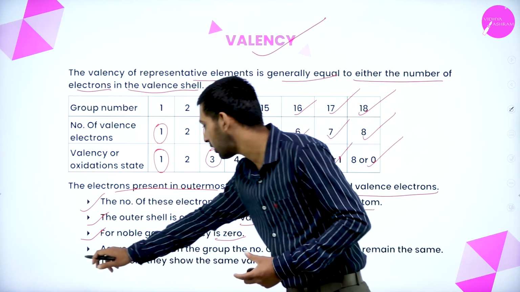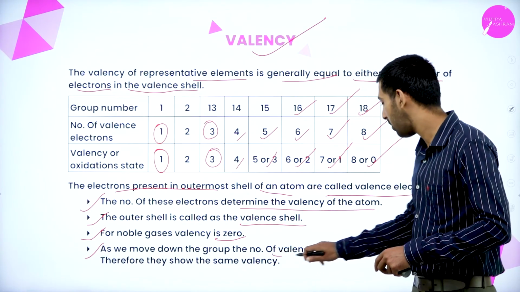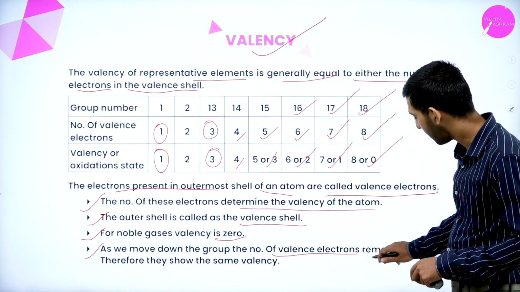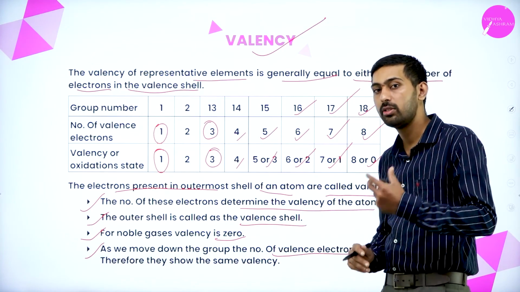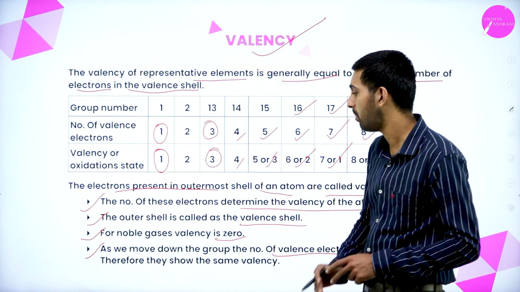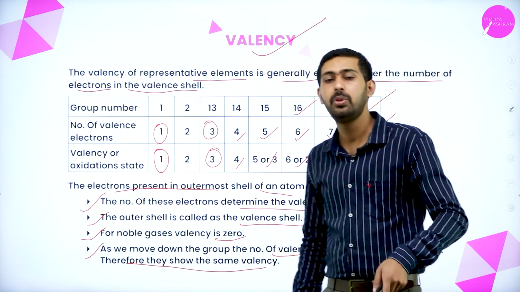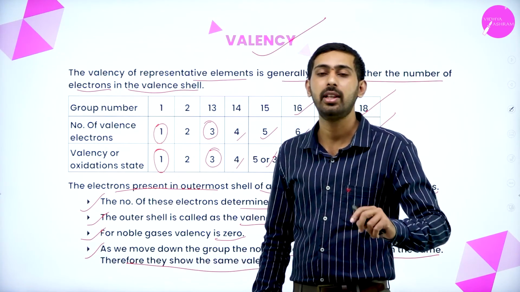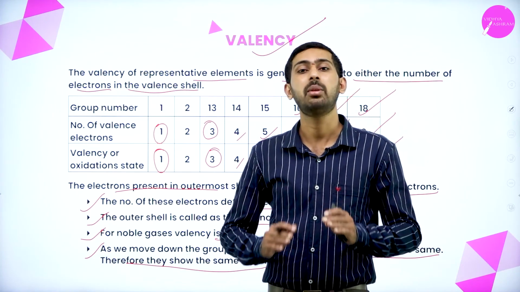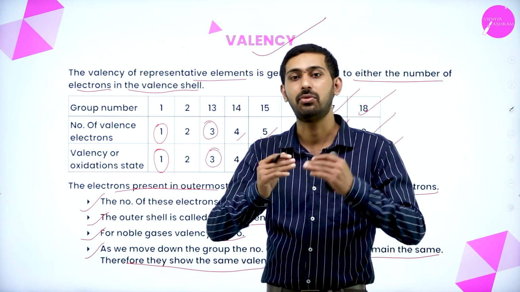Next thing is, as we move down the group, what will happen? The number of valence electrons remains the same. As we move down the group, the valence electrons present in the outermost shell remain the same, therefore they show the same valency, but along the period it differs.